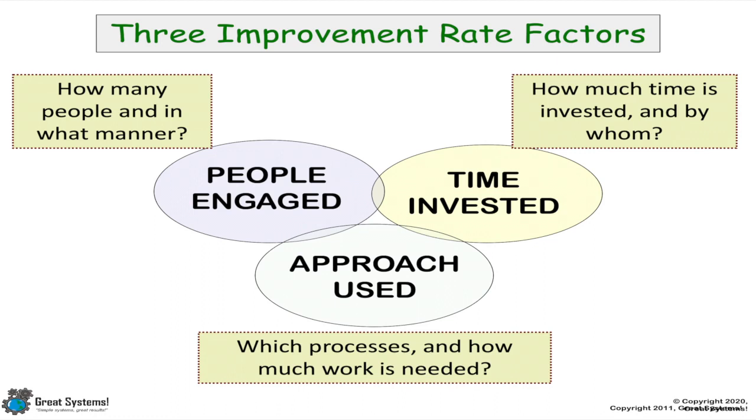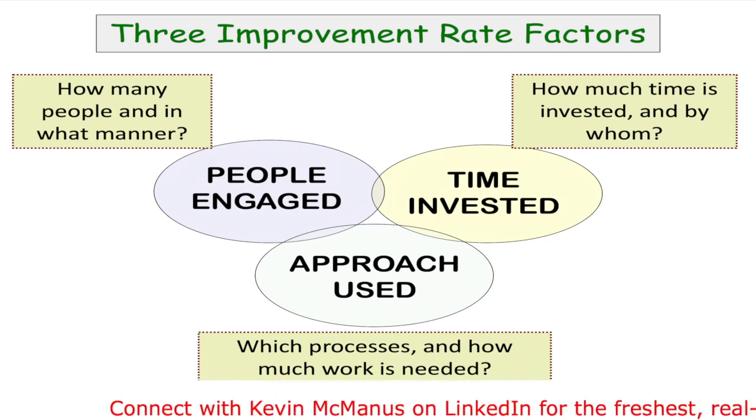What percentage of your processes do you want to improve using these lean tools? How fast do you want to make those improvements? How many people need to be involved? And over time, how will that involvement rate change?